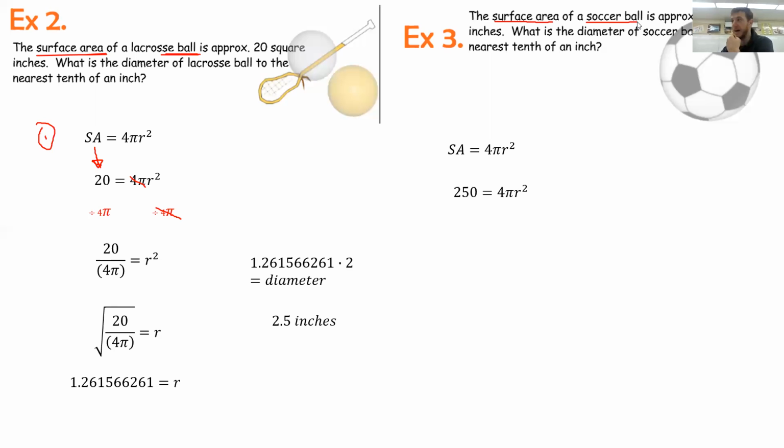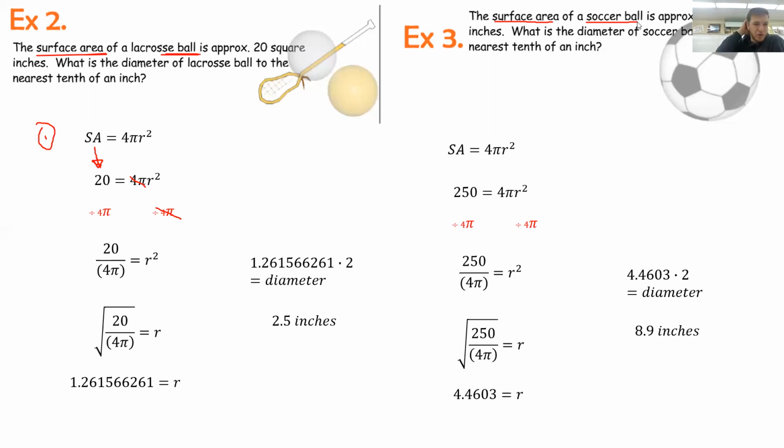Divide by 4 and pi. Very good. And then square root. Thank you. 4.46. But we are looking for diameter. So it would be 8.9. Who got that? Kim, you are exempt.